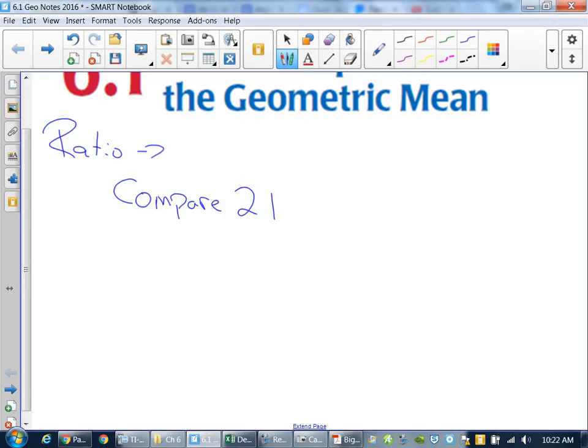Compare two things by division, otherwise known as a fraction. A over B, or A to B, or A:B. Those were all your ratios. Ratios and proportions over. There will be one new part, that geometric mean.